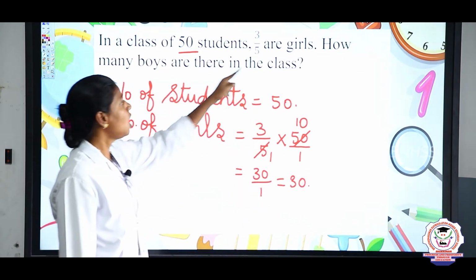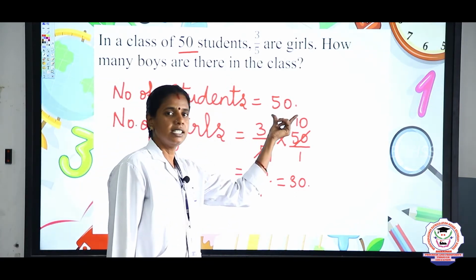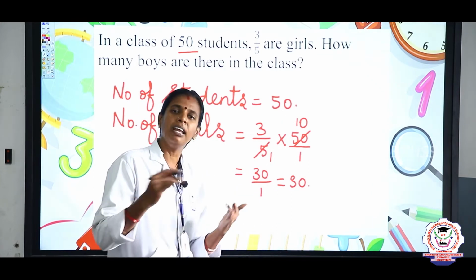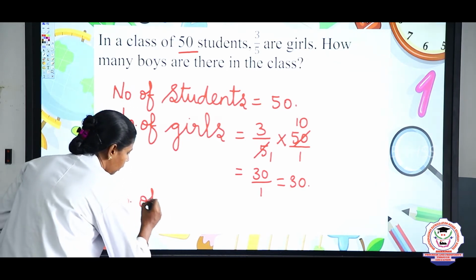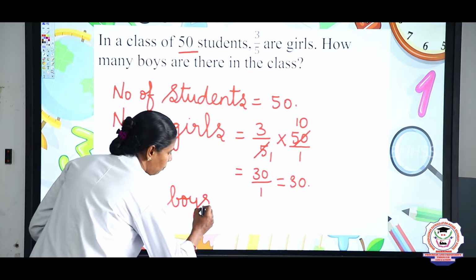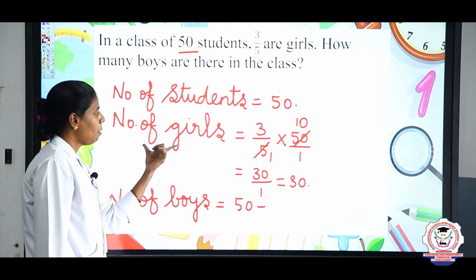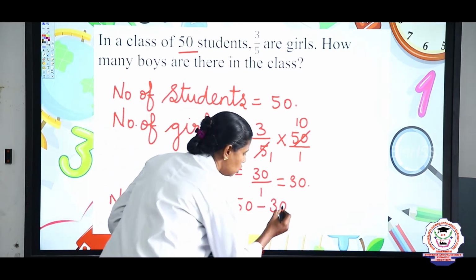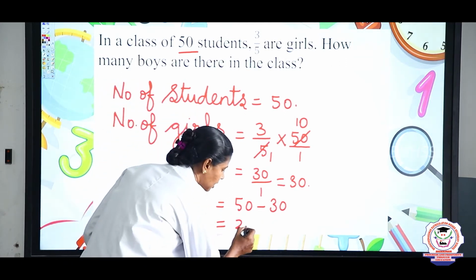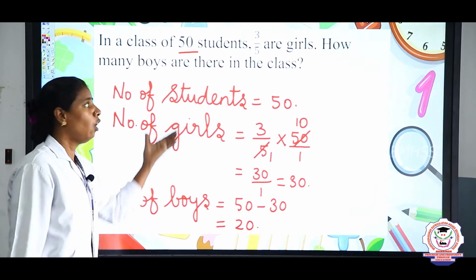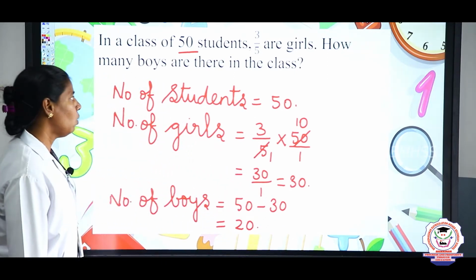But here our question is, how many boys are there in the class, right? So, from the total strength, if we subtract the girls, the remaining will be what? Yes, boys, right? So, number of boys equals the total strength of the class, 50, minus the number of girls in the class, 30. So, 50 minus 30 is 20. Is it clear? This is how to solve using the fractional part given to find the answer, right children? So, this is one of the examples.